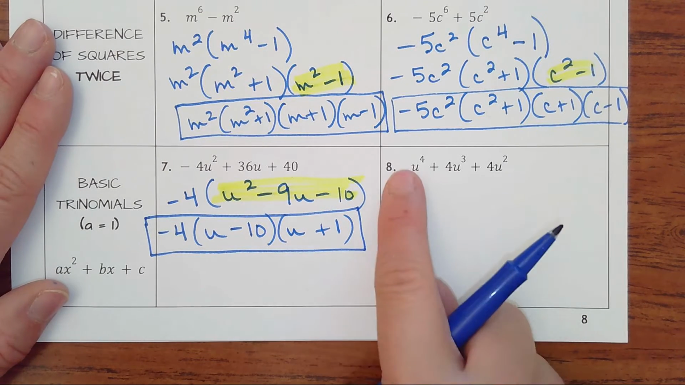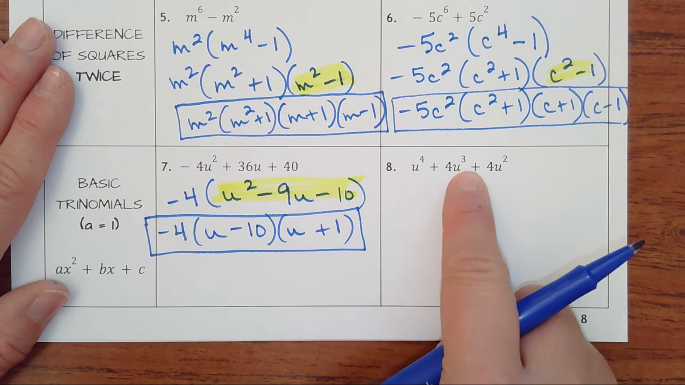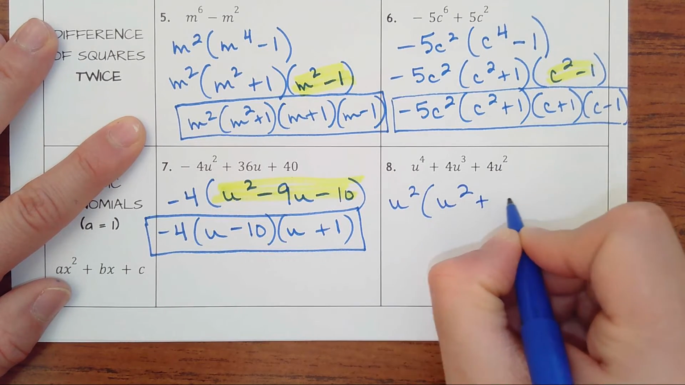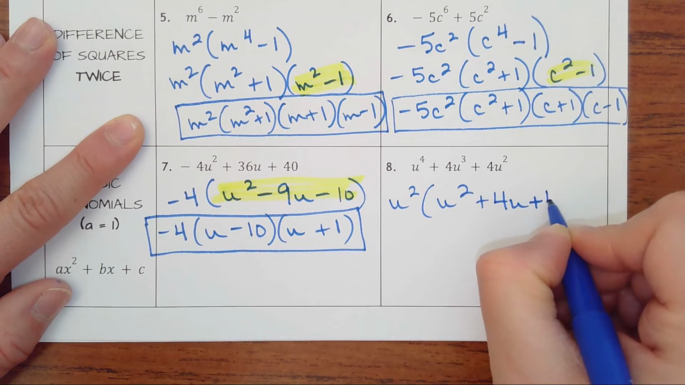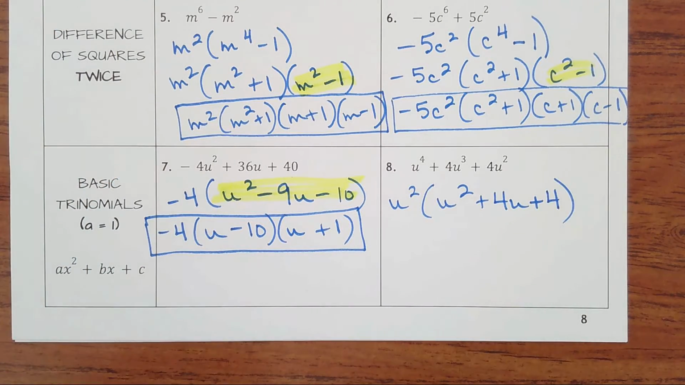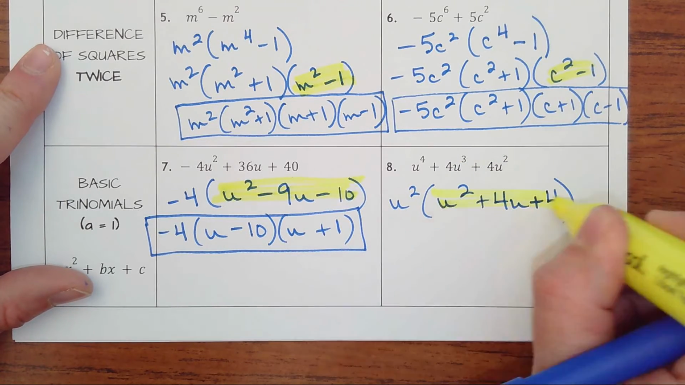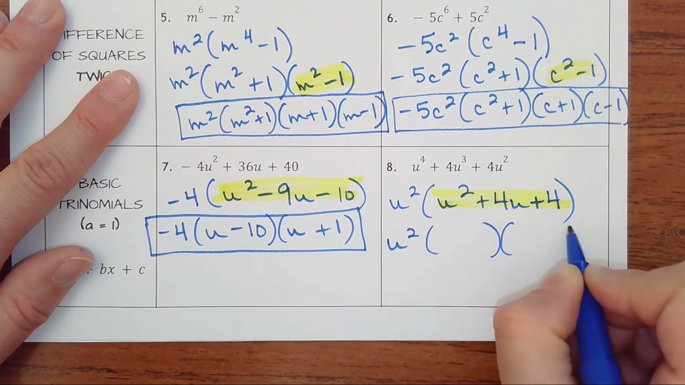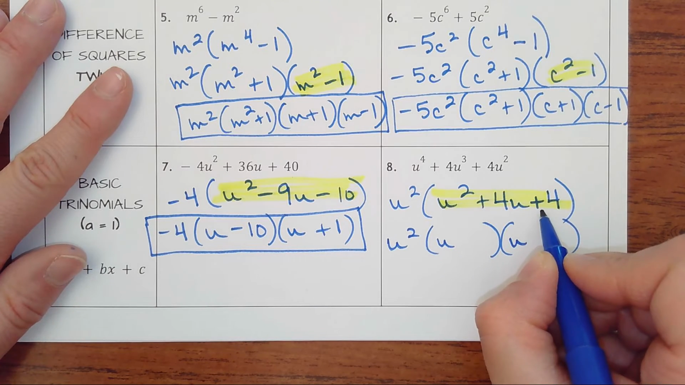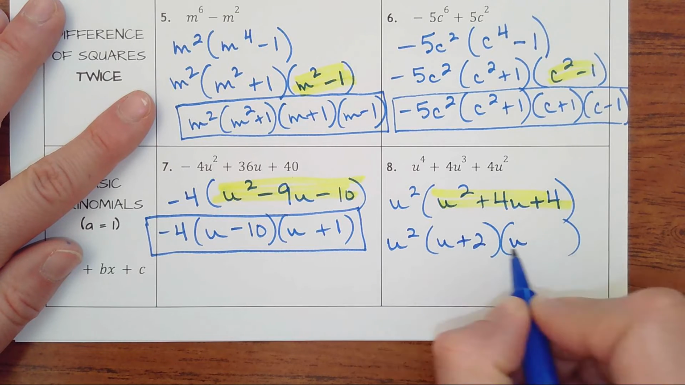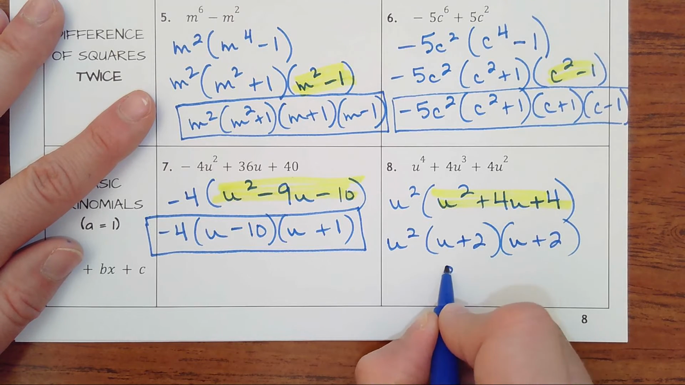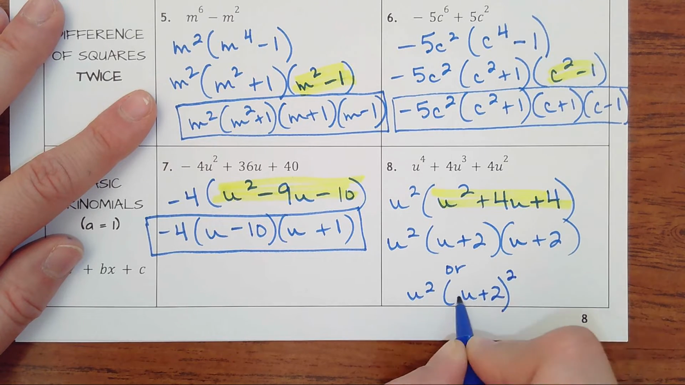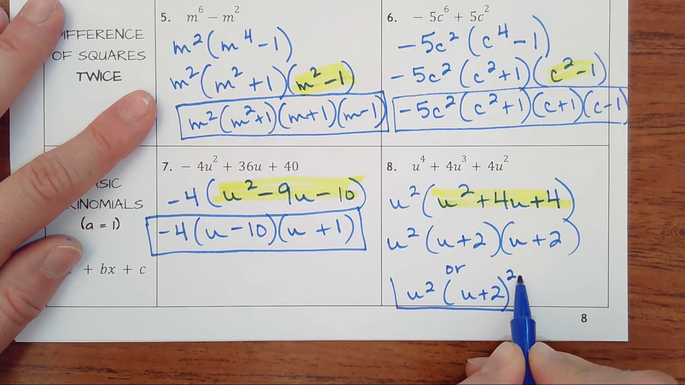Number 8, this leading coefficient is a 1, but I also see where I could take out a u squared from everything. Then I need to factor this part again. Easy enough. I need two numbers that multiply to make 4 and add to make 4. 2 and 2. So you could write like this, or you could write u plus 2, that quantity squared. Either answer is fine.